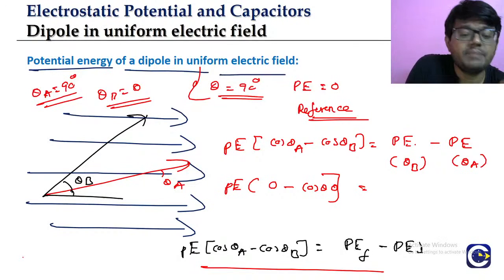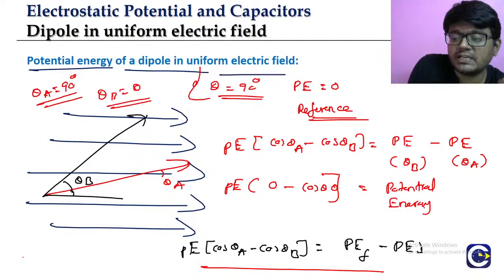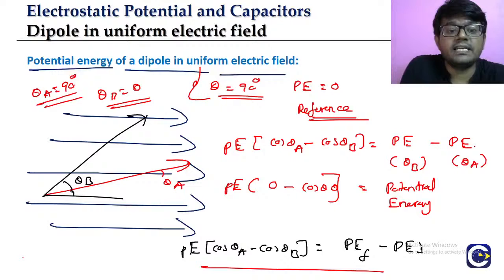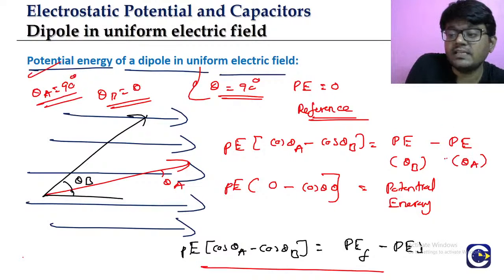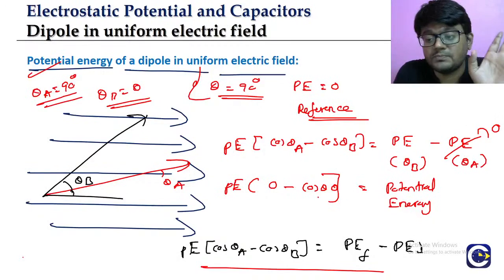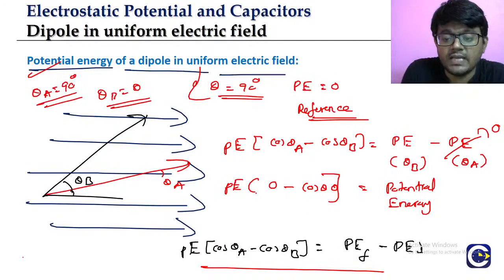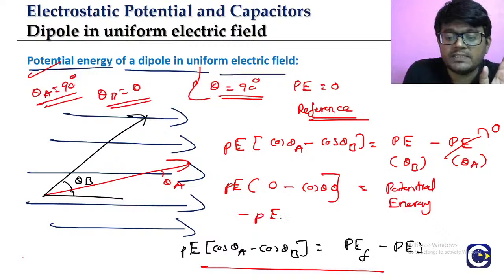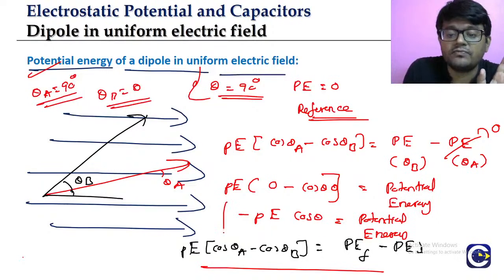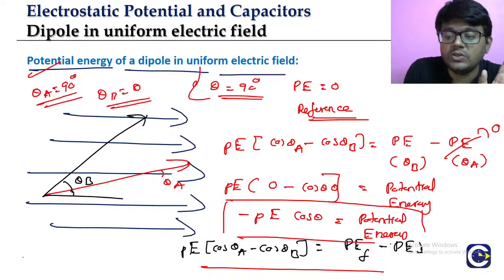Potential energy at theta B. This is the potential energy in the general state. The potential energy at theta A is our reference; other than the reference, it is going to become 0. So what is the value? 0 minus cos theta means minus cos theta. So minus P into E into cos theta is the potential energy of the dipole when the dipole is making an angle of theta with the uniform electric field.